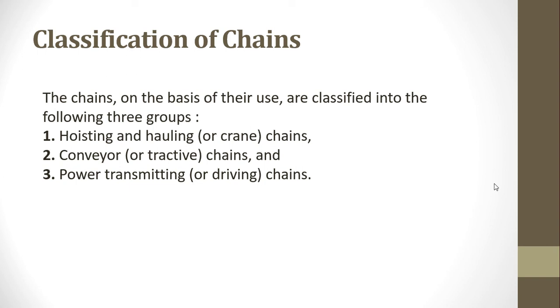Now classification of chains. All we have studied up till now was a brief introduction, and then we have seen how we can go for the simple modeling of the chains, and now we are going to classify different chains. The three basic types that will be studied over here: number 1 will be hoisting and hauling chains, number 2 will be the conveyor chains, and number 3 will be the most used and the most efficient chains, that are power transmitting or driving chains.